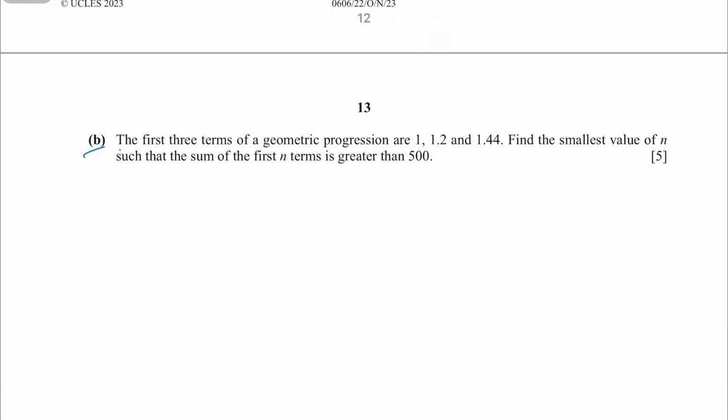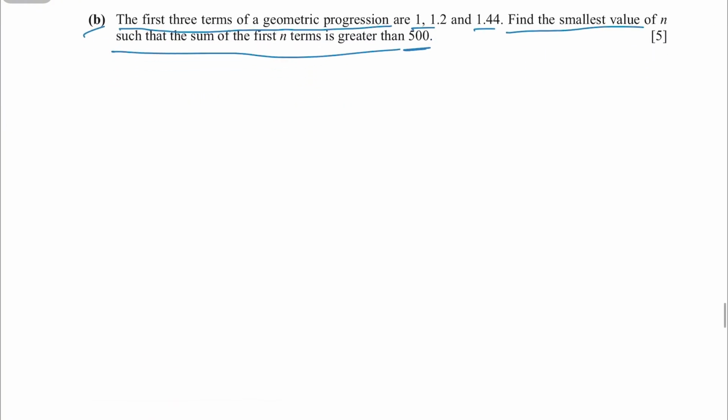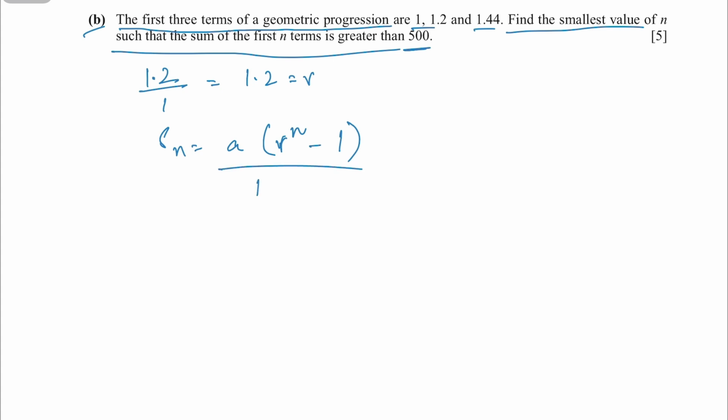Now coming on to part B, the first three terms of a geometric progression are 1, 1.2 and 1.44. Find the smallest possible value of n such that the sum of the first n terms is greater than 500. Sum of n terms is greater than 500. So let's calculate the ratio. That would be 1.2 over 1, simply 1.2, and the sum of n terms is given as a times r power n minus 1 over r minus 1. Since our r is greater than 1, we'll be using this formula.